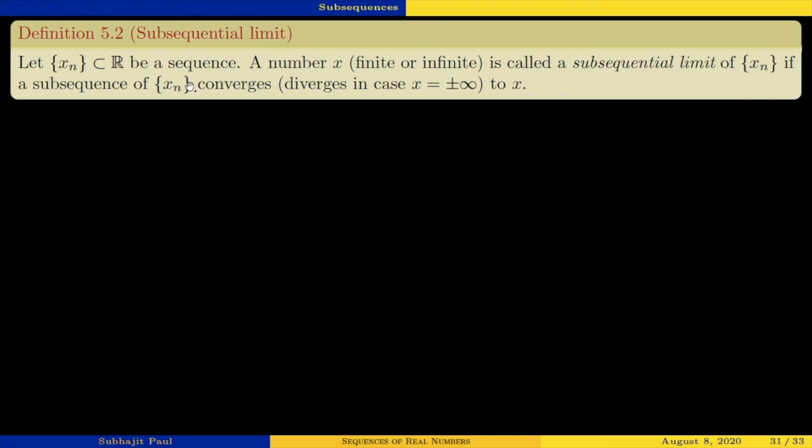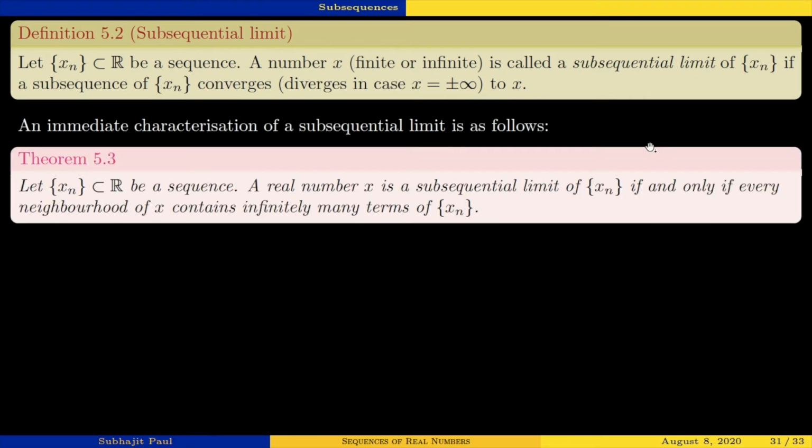Let xn be a sequence of real numbers. A number x, finite or infinite, is called a subsequential limit of xn if a subsequence of xn converges, or diverges in case of x equal to plus or minus infinity, to x. So that is the definition of subsequential limit. So here we have associated these subsequential limits, those limits of subsequences, with the original sequence.